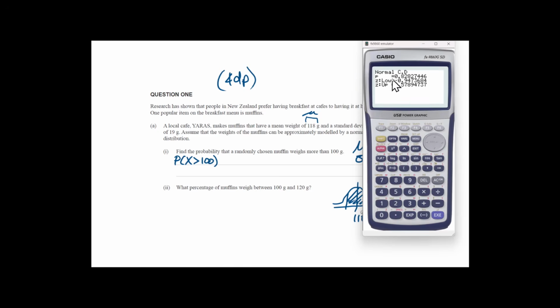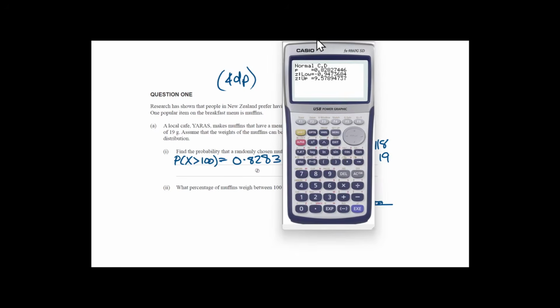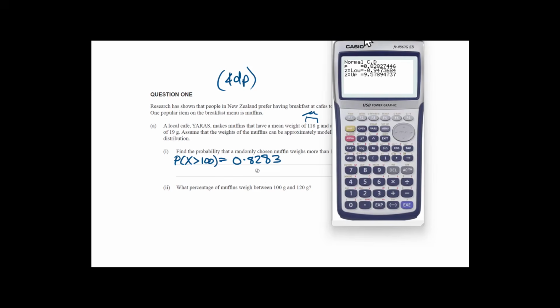So the number we're looking for is this number here, 0.828, and I said 4 decimal places, so let's round that to 3. So our answer is going to be 0.828. All right. Now it asks what's the percentage of muffins that weigh between 100 grams and 120 grams.